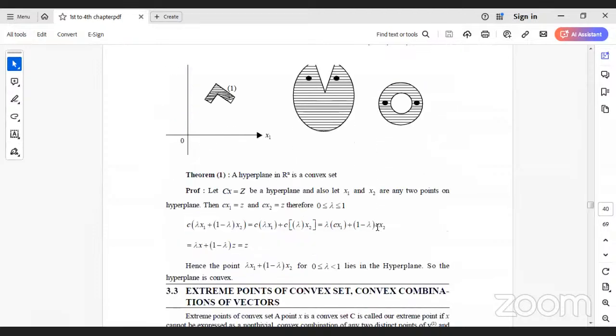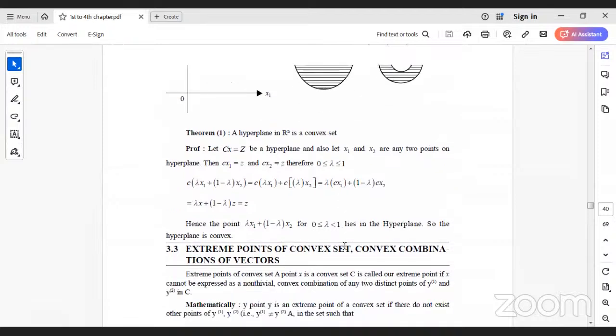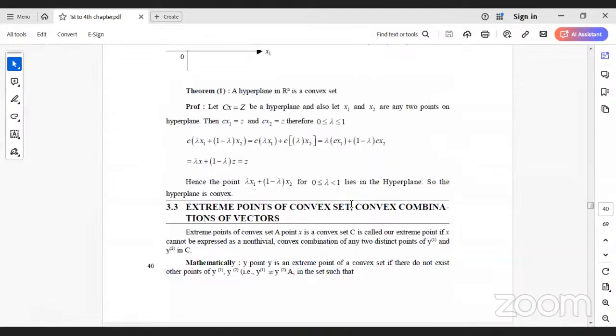Theorem 1: a hyperplane in Rⁿ is a convex set. Let Cx = z be a hyperplane, and let x₁ and x₂ be any two points on the hyperplane. Then Cx₁ = z and Cx₂ = z, with 0 ≤ λ ≤ 1. Then C(λx₁ + (1 − λ)x₂) = λCx₁ + (1 − λ)Cx₂ = λz + (1 − λ)z = z. Hence the point λx₁ + (1 − λ)x₂, 0 ≤ λ ≤ 1, lies in the hyperplane. So the hyperplane is convex.